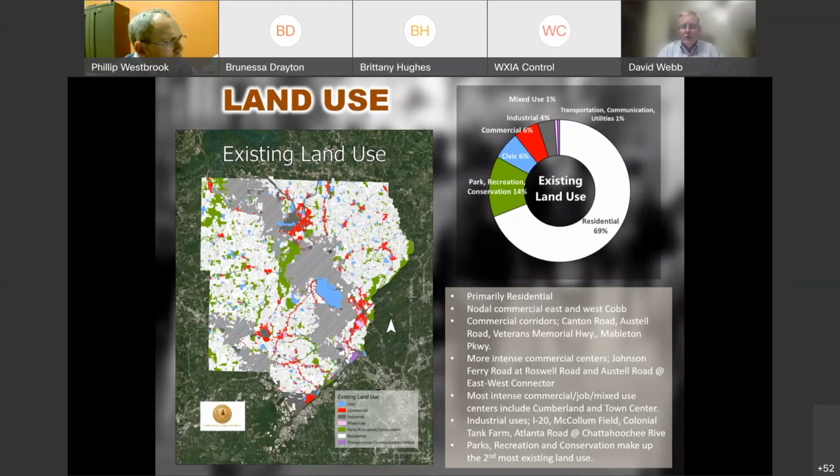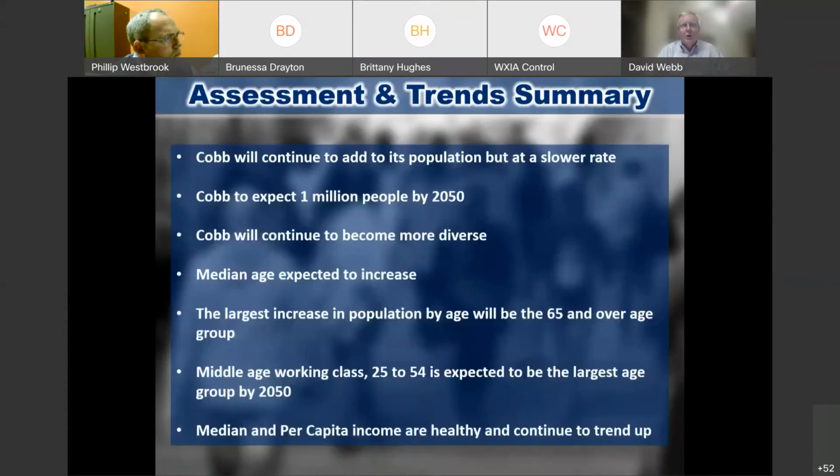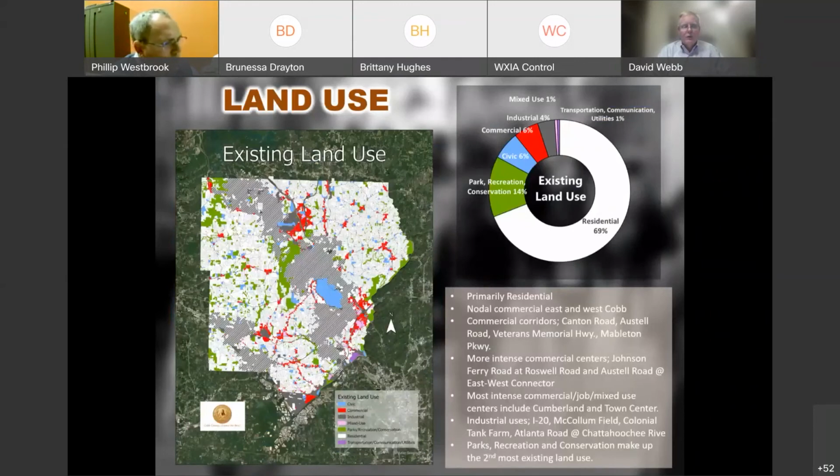Parks, recreation, and conservation make up the second most existing land use, which speaks well of the county as far as investment in parklands and preserving open space. The majority of the parkland, I will note, however, is federally owned, with the different sectors and units of the Kennesaw Mountain National Battlefield making up a lot of the parkland, as well as the Chattahoochee National Recreation Area, obviously along the Chattahoochee, also having a lot of the parklands. Okay, next slide.